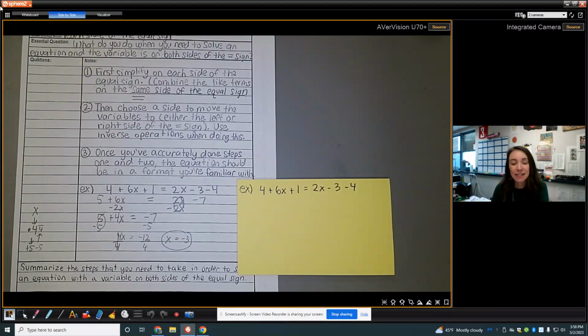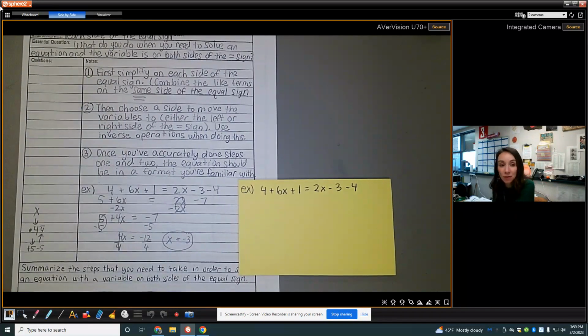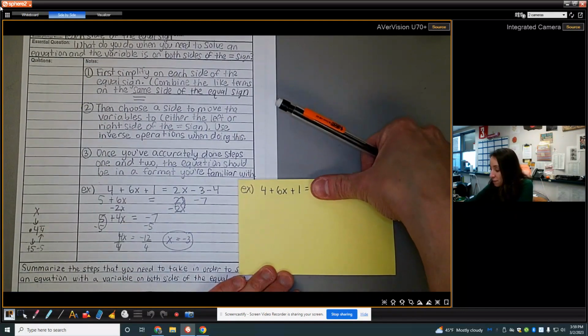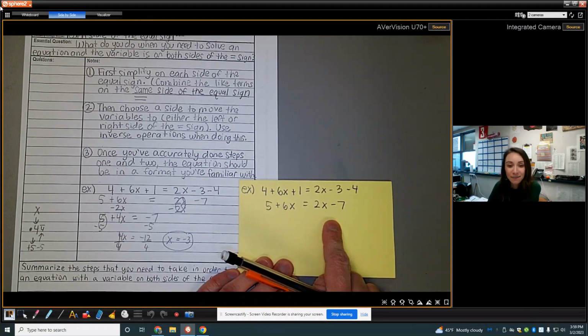What I'm going to do right now is show you how to complete this exact same example problem, but I'm going to move the variables to the right side instead of the left side of the equal sign. So follow the exact same steps. You want to simplify on each side of the equal sign. In other words, combine the like terms on the same side of the equal sign. So it should look like that.